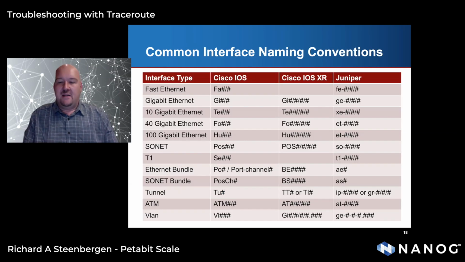So here's a little database of common naming conventions. This shows you what it looks like in classic IOS, in IOS XR, which has a different naming scheme, and then the Juniper convention, which is very different. And you can see the basics for all of them.